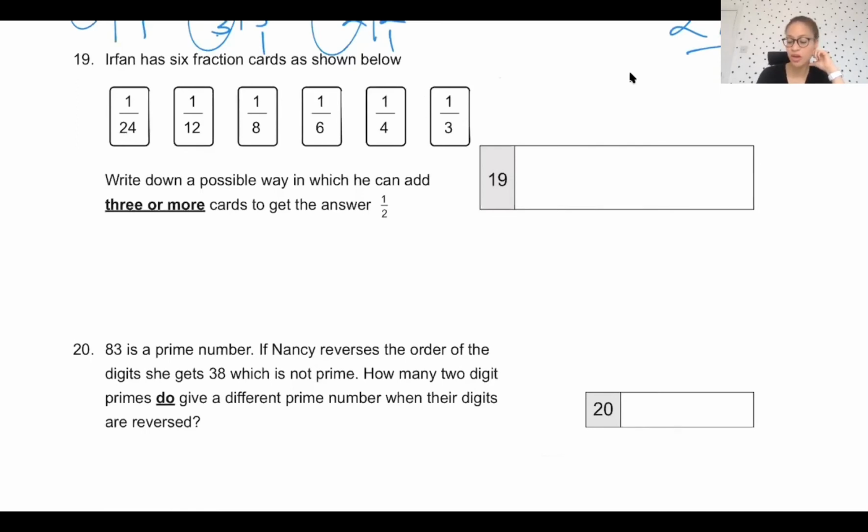So can you convert them all so they have the denominator 24? Use equivalent fractions and write down what you would have for each one. Give you a few seconds to do it, and then I will start writing them on the board.